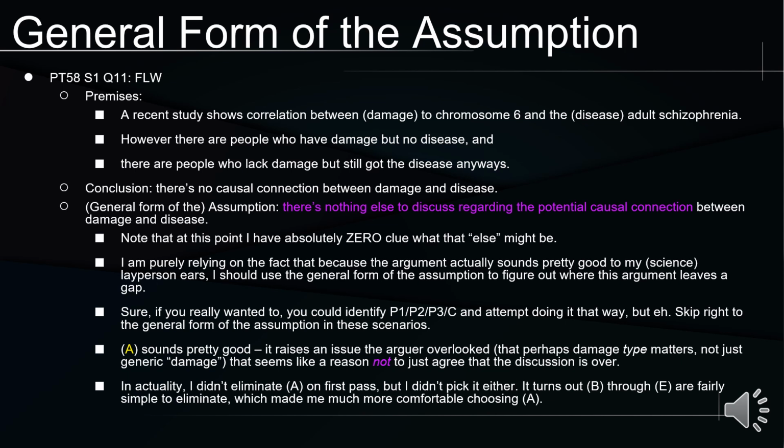So again, this has to be sort of like a combined arms exercise, if we're going to borrow a military term for this. It's not just that you should just do the general form of the assumption. This is another tool that you should use in concert with the other tools that you have, one of the most effective ones being process of elimination. So yeah.